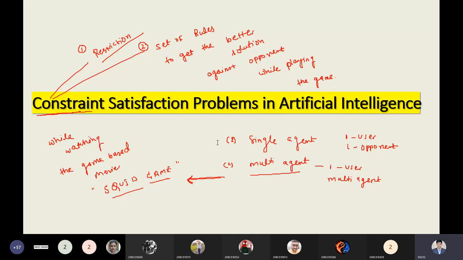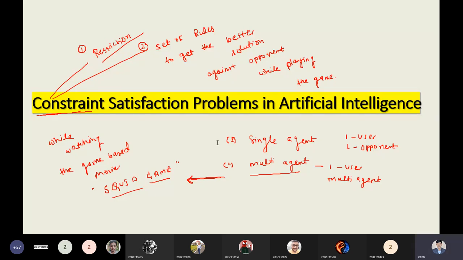So we have seen many techniques, like local search and adversarial search, to solve different problems. The objective of every problem solving technique is what? The objective of every problem solving technique is one: to find a solution, to reach the goal. That is our objective. We have seen many algorithms so far.